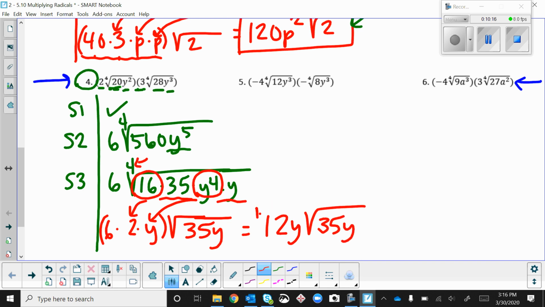And I just realized looking at your notes that I was going too fast and I put 12y squared. That is wrong, and I will make a note somewhere in the Google Classroom to let you know that.